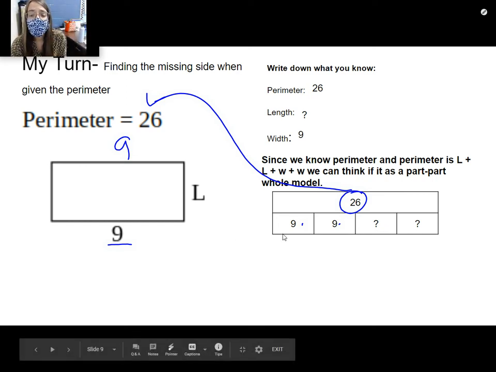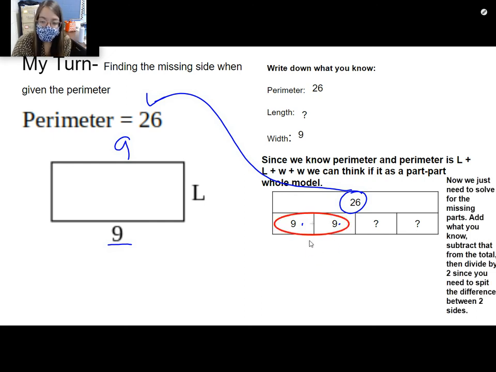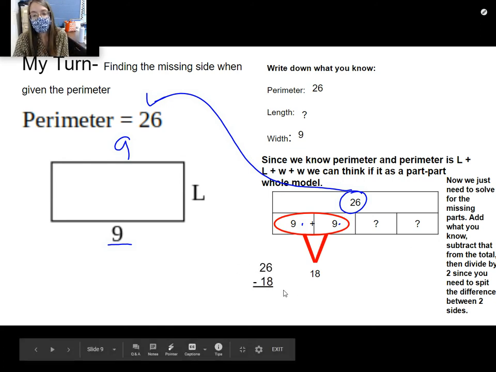When we have 4 parts and we're missing 2, we're going to start by adding what we know. Well, 9 plus 9 equals 18. Okay, so we know 18 of it, but we don't know this part. So then we have to subtract, because when we don't know the part, but we know the whole and one of the other parts, we're going to subtract to find that difference. So I'm going to do 26 take away 18.